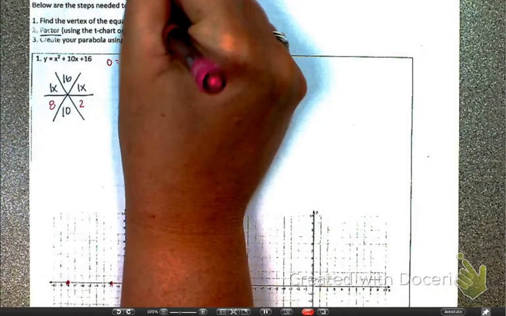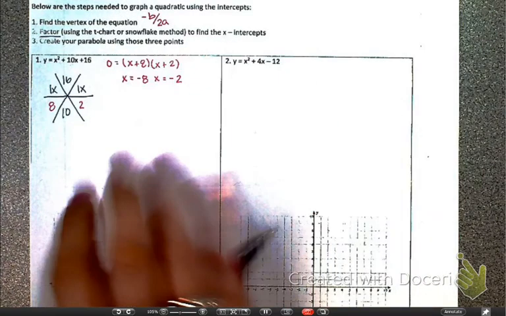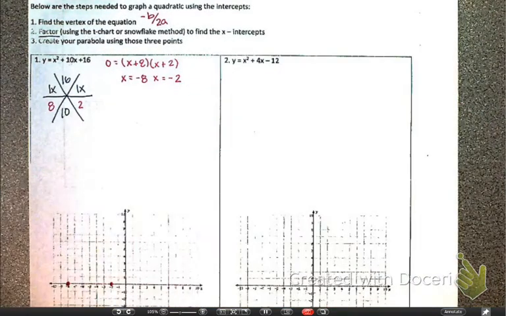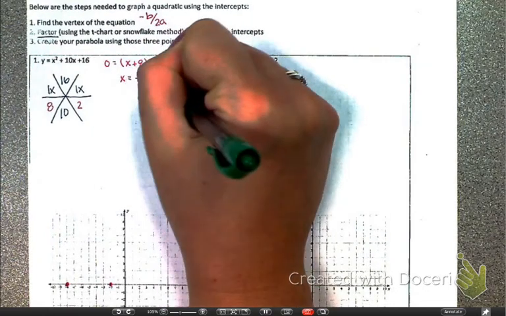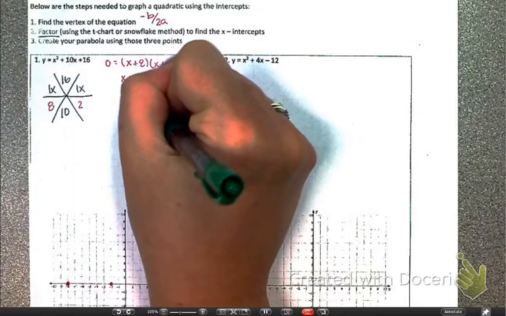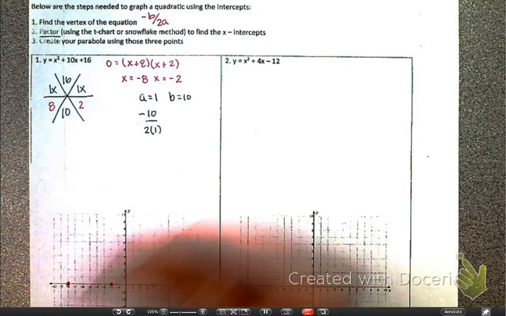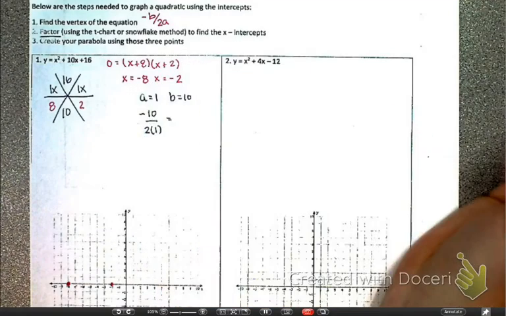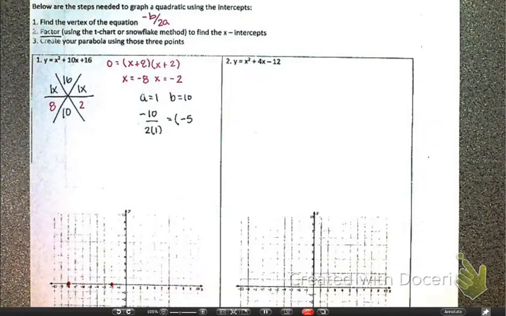Negative b over 2a. So we can continue to do that. Let's do that for this one, and then we'll talk about the other way. So if I'm going to use negative b over 2a, I know a is 1 and I know b is 10. Right? So negative b over 2 times a, which is what? Negative 5. And that's the x value of your vertex.